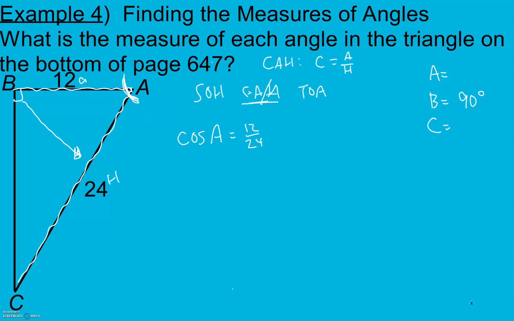So CAH means cosine equals A over H. Here, to move my cosine to the other side, we have to do the inverse, just like we have with adding and subtracting, multiplying, dividing, squaring and square roots, for example. We do the inverse. If you press second cosine, we get a key that looks like that. And we're going to do it to both sides. Okay, so A equals inverse cosine of 12 over 24. And when I do that, I get 60 degrees.